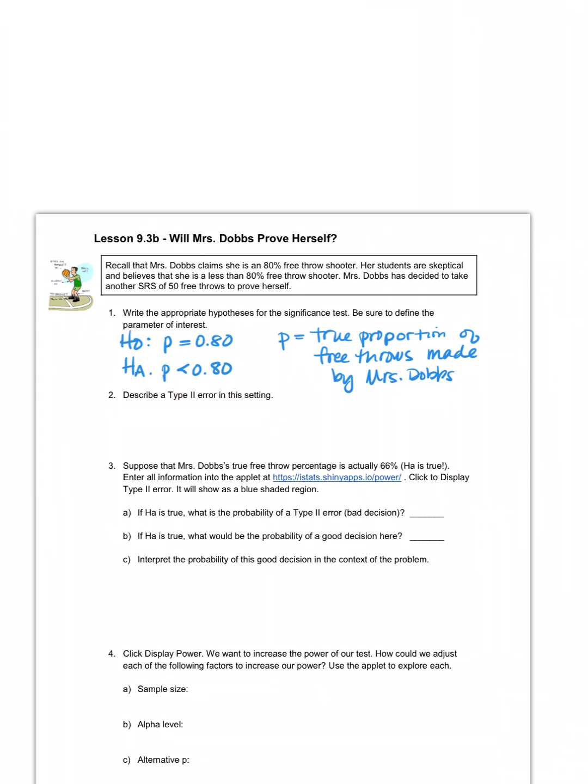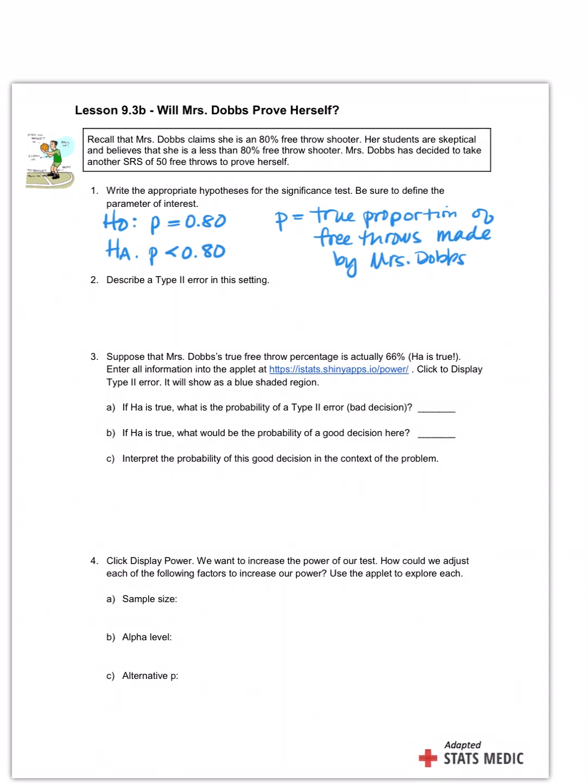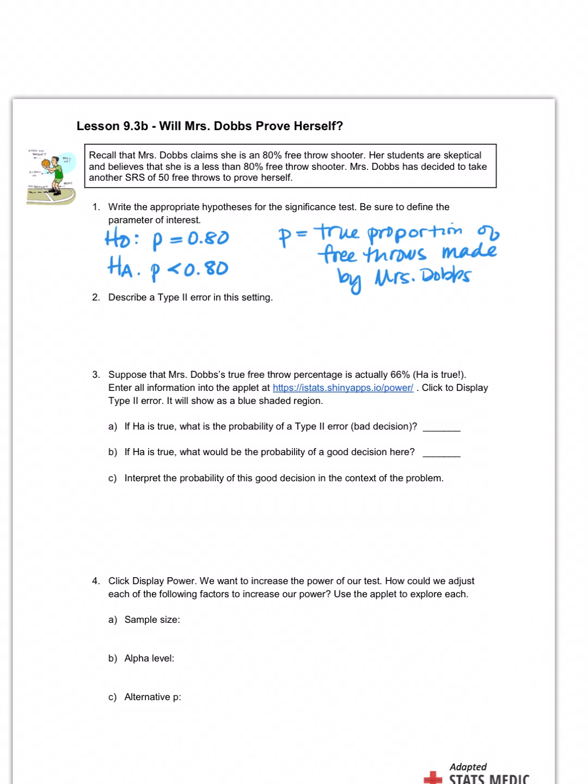So, number 2 says describe a type 2 error. Okay, if it's an error, then I made a mistake, right? Type 2 means I failed to reject. So I chose this, but failed to reject. But the truth was that I was exaggerating, right?